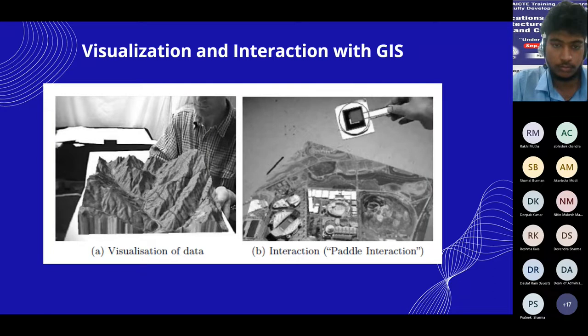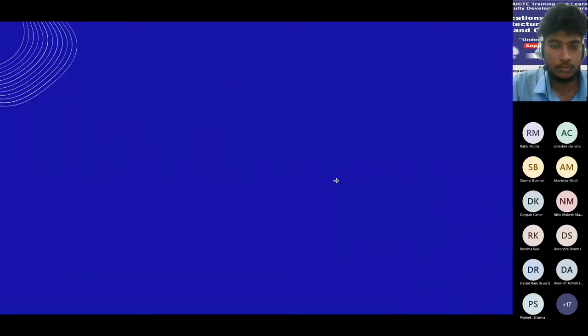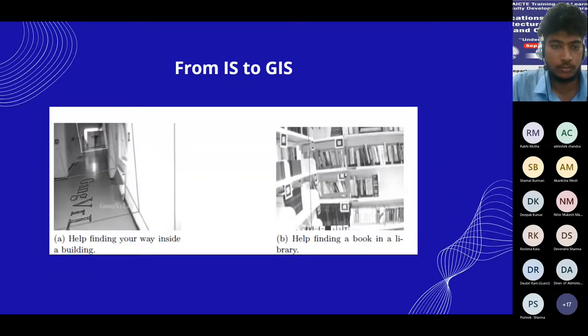Again, visualization and interaction with GIS. If you consider the visualization of data, this is considered with respect to GIS and interaction with the paddle interaction. That is, we can use this device in order to view the scene. It helps in finding your way inside a building. If you consider a building, you can find your way inside it. You can view the different objects or different locations by using GIS.